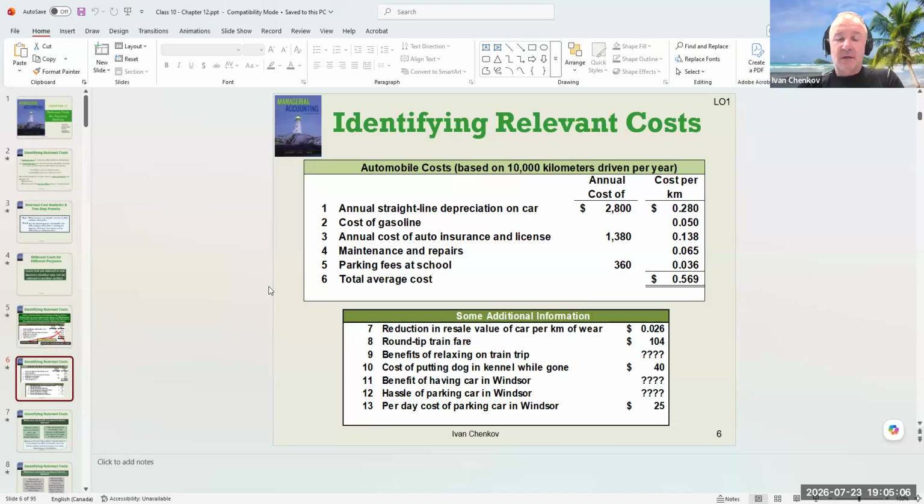Cost of putting the dog in a kennel. Now, she has a dog. She's living with a dog. In both scenarios, she doesn't want to take the dog with her. So she has to put it in a not very fancy dog hotel for a few days, which is going to cost $40. Is that a relevant cost? No. Why not? Because in both cases, she's leaving the dog. How she's going to go there and how much the trip will cost, it's irrelevant.